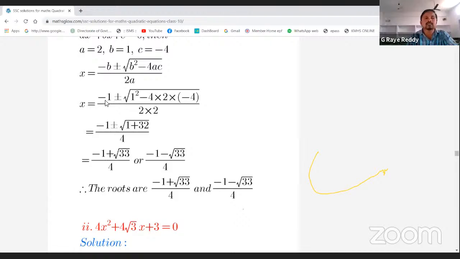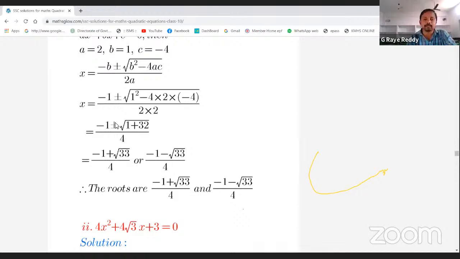So x equals minus b plus or minus under root b square minus 4ac, by 2a. Here a value is 2, c value is minus 4, and the denominator is 2 into 2. So minus 1 plus or minus under root 1 square, that is 1, plus 4 into 2 into 4, that is 32. So minus 1 plus or minus under root 1 plus 32 by 4. So minus 1 plus or minus under root 33 by 4.